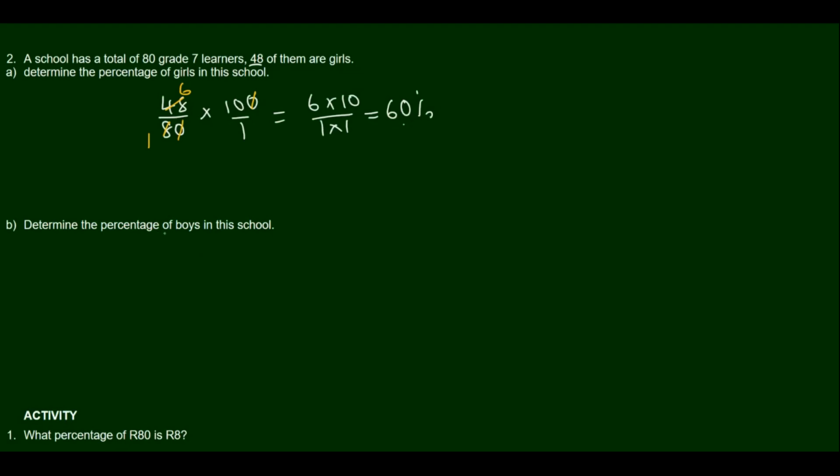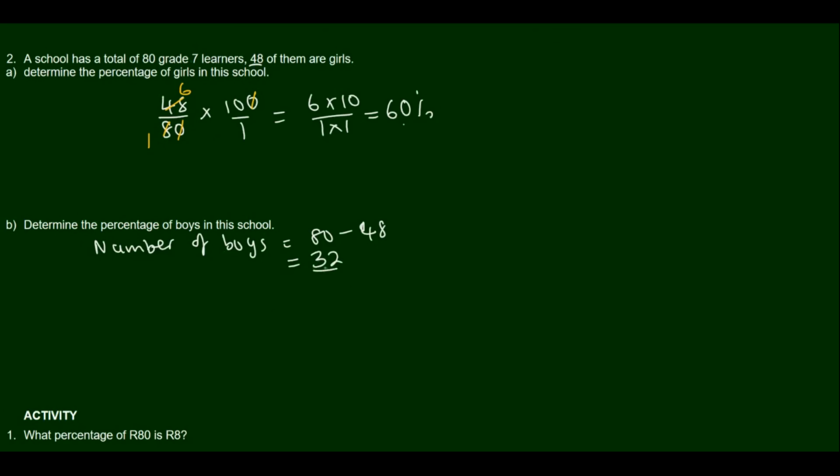Determine the percentage of boys in this school. So I'm going to show you two ways of doing this. We can start by calculating the number of boys. If there are 48 girls out of 80 grade 7s, what's the number of boys? We say number of boys is equal to 80 minus 48. Then 80 minus 48 is what? 80 minus 48 is 32. So it means there are 32 boys out of 80 grade 7 learners.